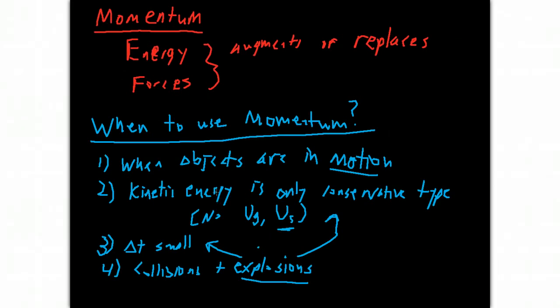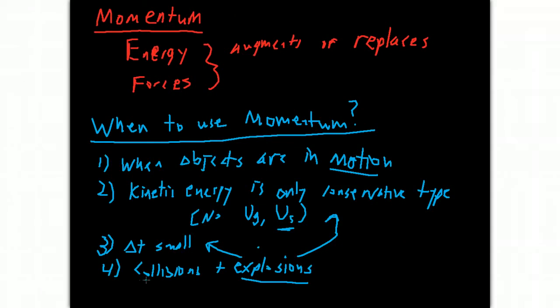Momentum is sometimes not enough to handle that by itself, but I'll try to show you some cases when it actually would be. So just to do a quick rundown: when objects are in motion, that's an absolute condition you need in order to use momentum. They don't have to always be in motion, but at some point they need to be. When kinetic energy is your primary type of energy involved, and when delta t is small, it makes sense to use momentum because it's very difficult to use energy and forces in those cases. And when you have collisions or explosions, which by definition involve these small changes in time. Those are the main areas where you're going to use momentum.